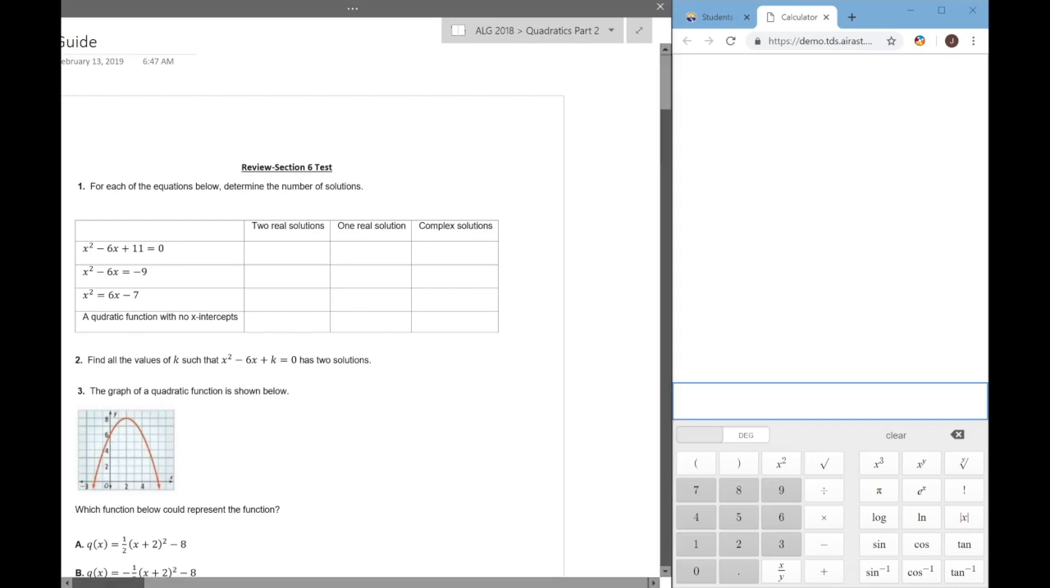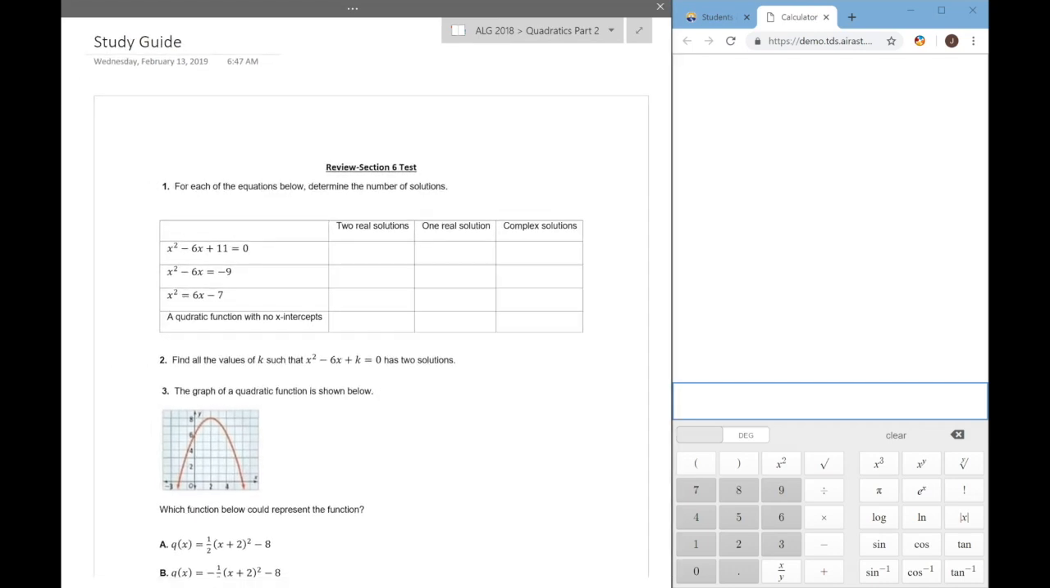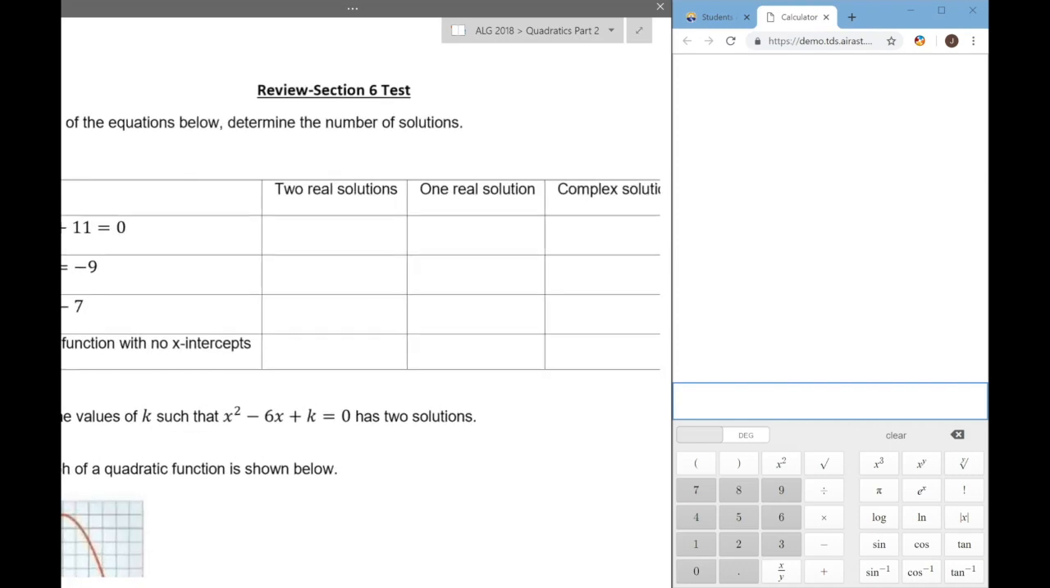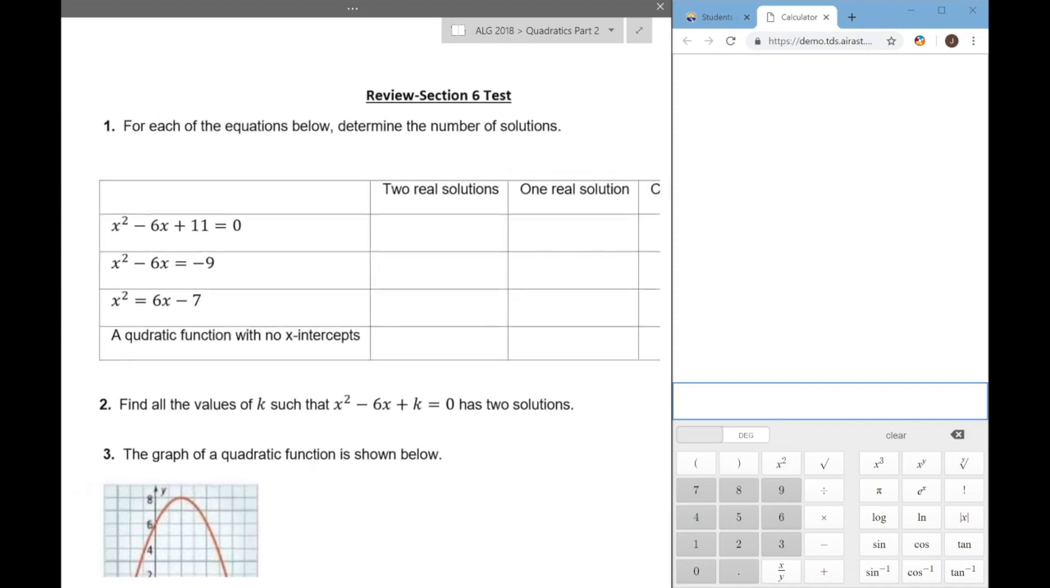Alright, so this is the study guide video. On the left side I have the study guide, on the right side I have the Desmos calculator, so you guys can see what calculations I'm doing and how I'm doing that. Okay, so let's just start with question 1.